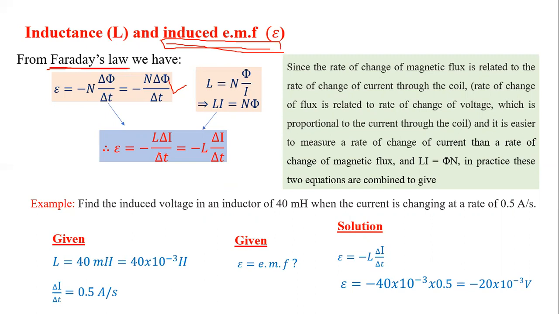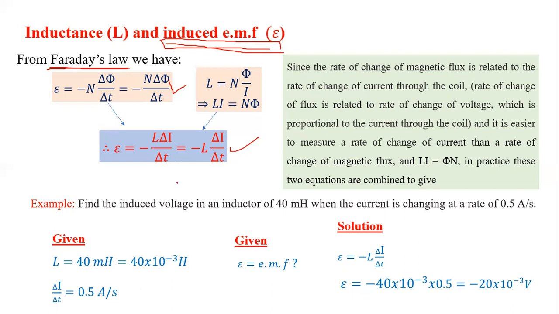So delta is delta t, no problem: L delta I over delta t, which is equal to minus L delta I over delta t. This is called Faraday's law. This is the Lenz law. Okay, so induced electromotive force is equal to L times delta I over delta t according to Faraday's law. According to Lenz's law, the induced electromotive force is equal to minus N delta flux over delta t. Look, they are almost similar expressions. Delta flux is replaced by delta I, and N by L. Okay, so let's see the expression.